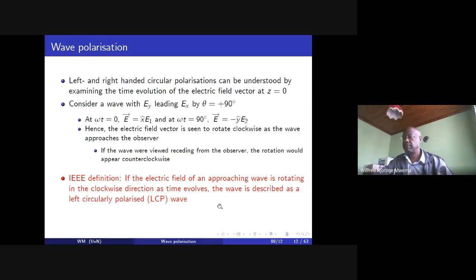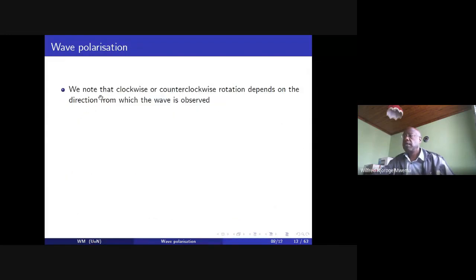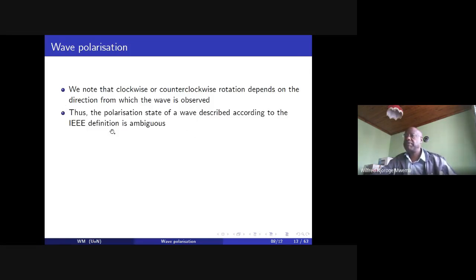polarized. And this is an opposite definition to what will be used by the physicists or in classical optics. So the clockwise or counterclockwise rotation will depend on the direction from which the wave is observed, and therefore the polarization state of the wave described by the IEEE definition is ambiguous.